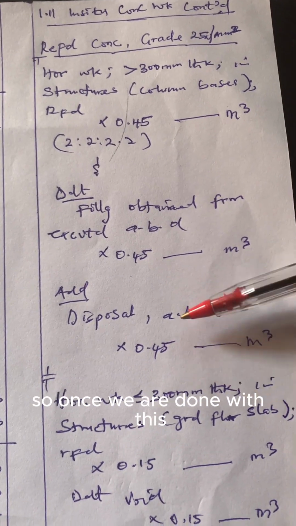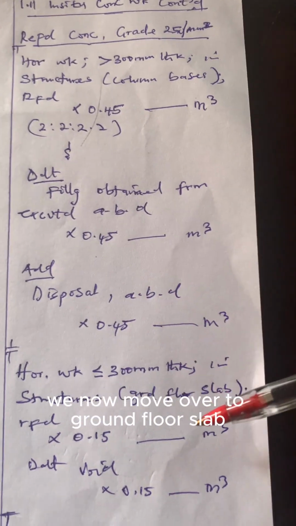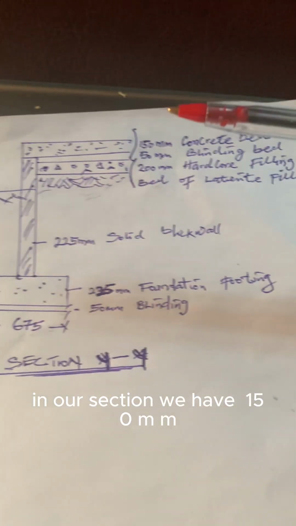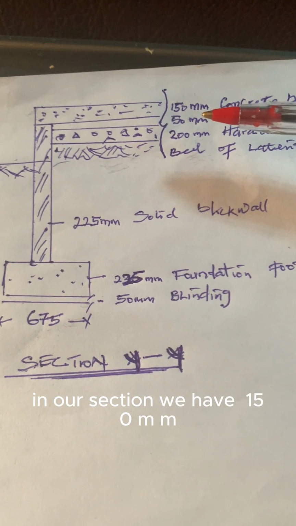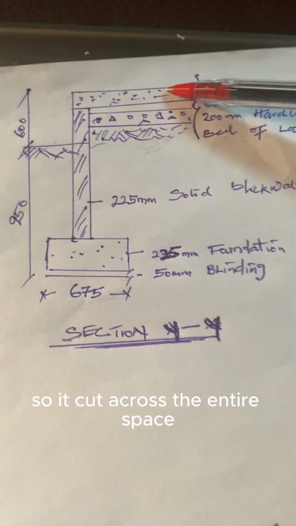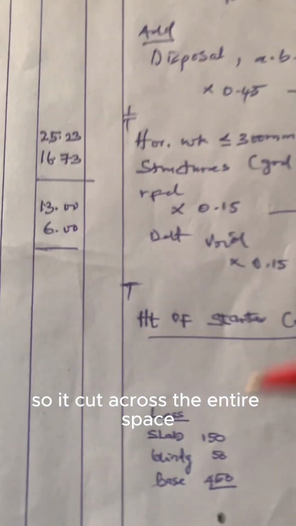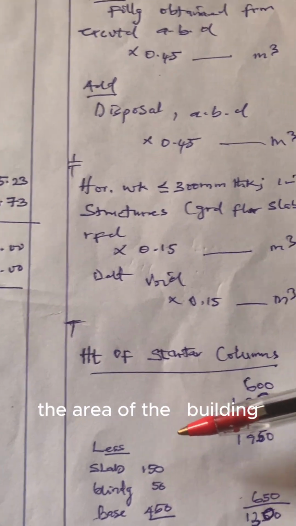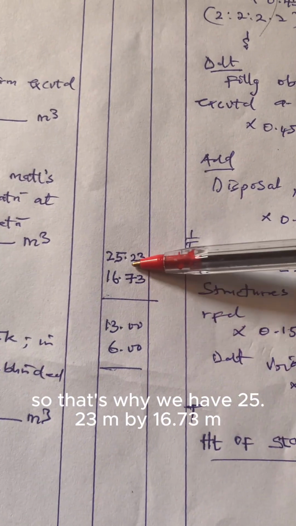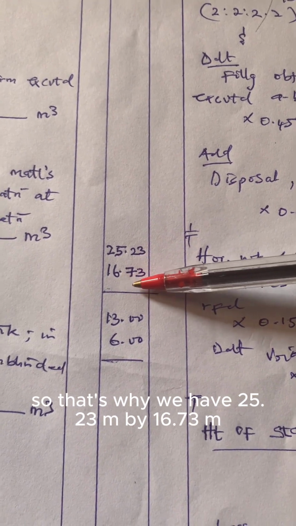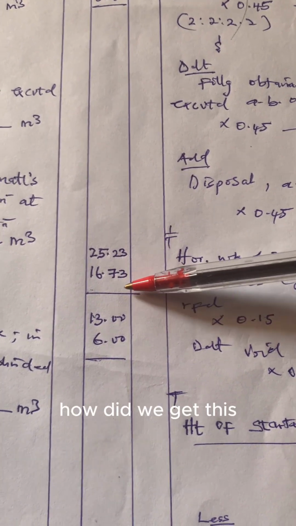Once we are done with this, we now move over to the ground floor slab. In our section, we have a 150 mm concrete bed, which is this. It cuts across the entire area of the building. That's why we have 25.23 meter by 16.73 meter. How did we get this?